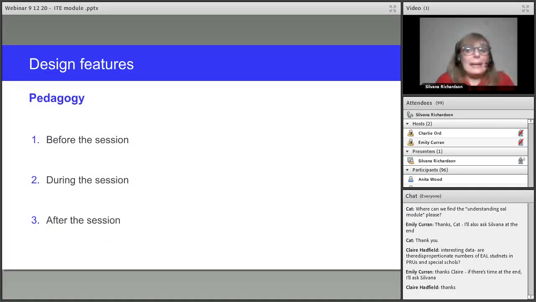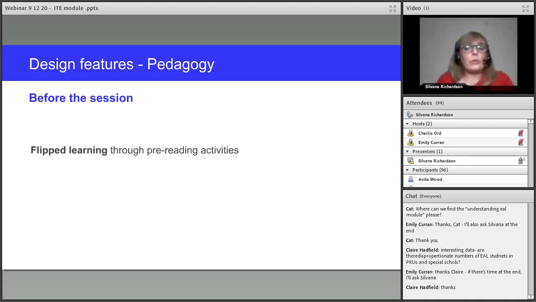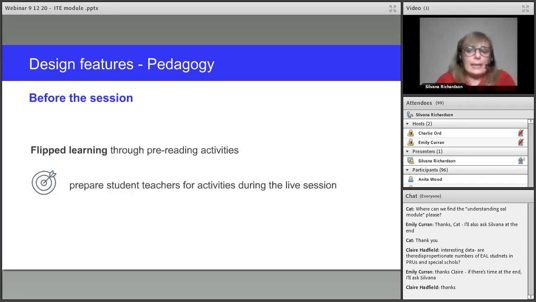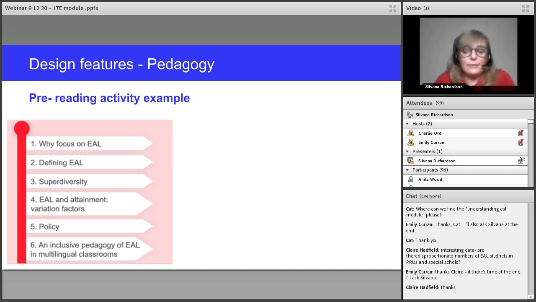Now let's look at the pedagogy. We tried to make sure that there was some material before the session, during the session, and after the session. So let's look at before the session. The approach here is flipped learning. We provided pre-reading activities before the session to make sure that some of the content was already dealt with before the actual session, to prepare student teachers for activities during the live session, either face-to-face or online.